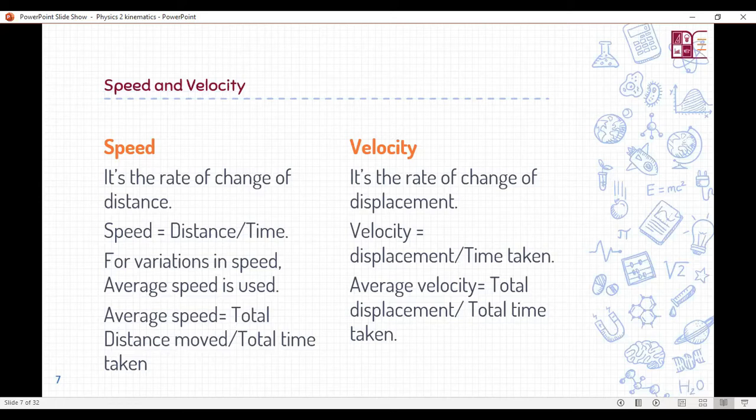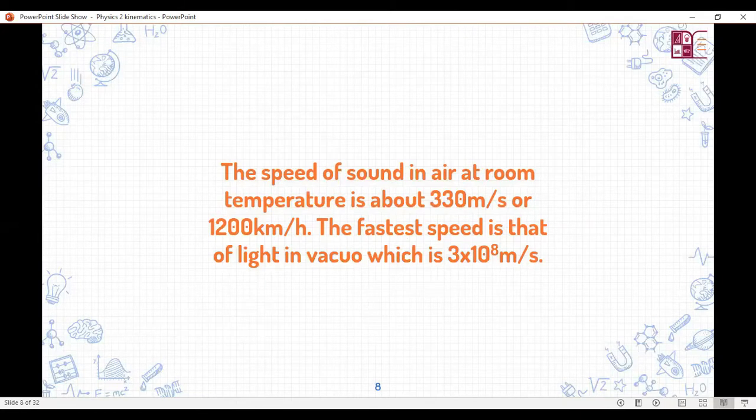Some important speeds that an individual must know from the exam point of view are the speed of sound in air at room temperature, which is about 330 meters per second or 1200 kilometers per hour, and the fastest speed, that of light in a vacuum, which is 3 × 10^8 meters per second. Now, the SI unit for speed and velocity would both be meter per second.